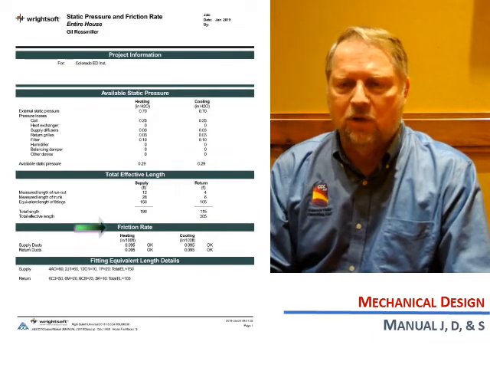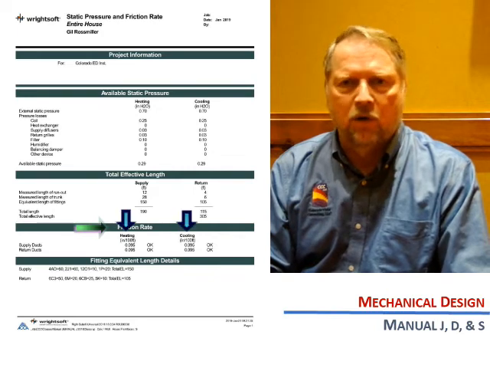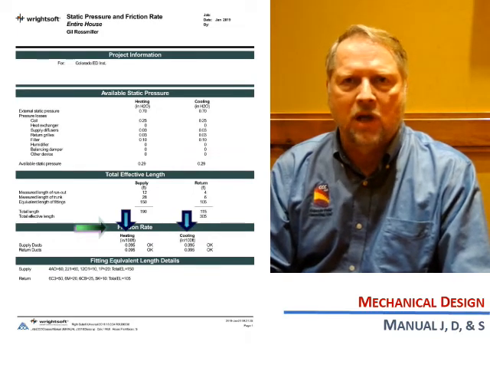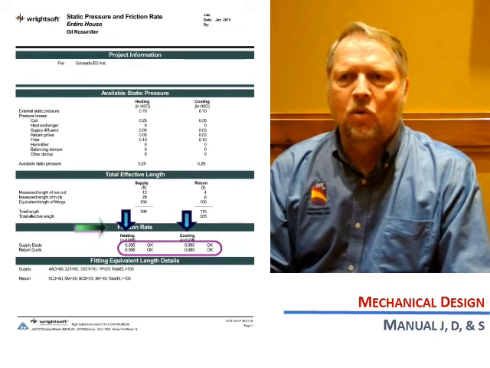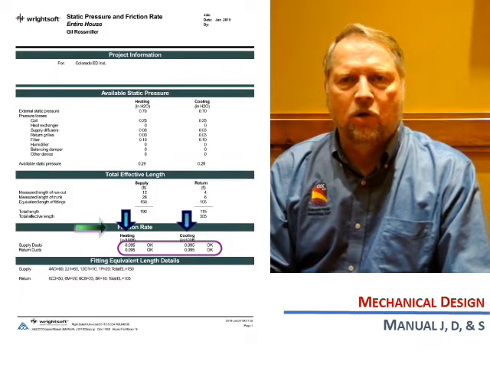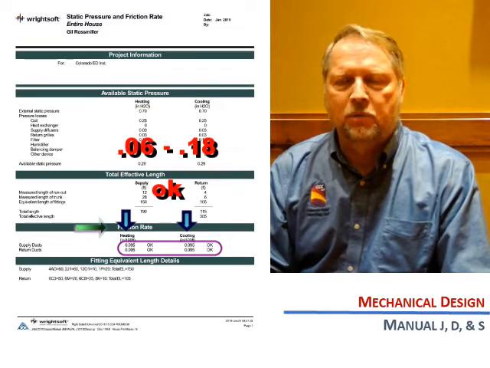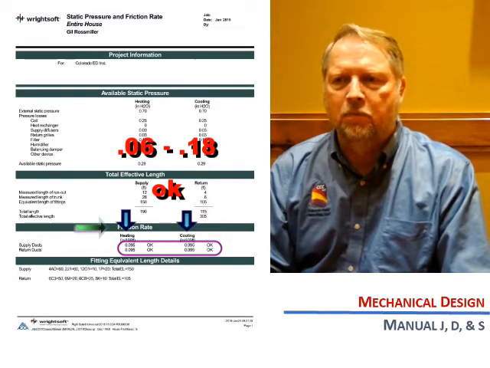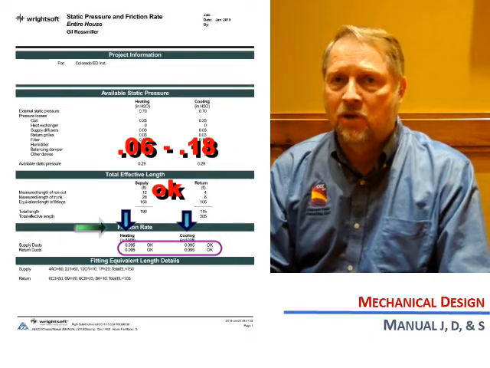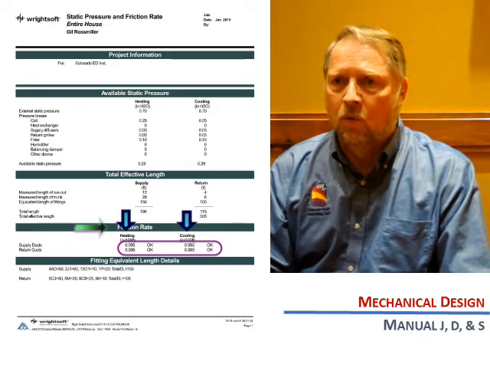We need to make sure that they accounted for all of the grills and filters and whatever gets in the way. Once they do all their math and get our total equivalent length, you'll have a friction rate. The friction rate must be between 0.06 and 0.18. If it's not, the system won't work.